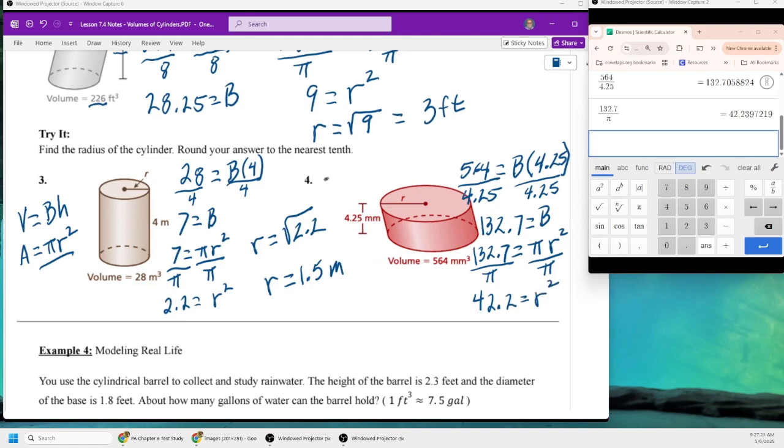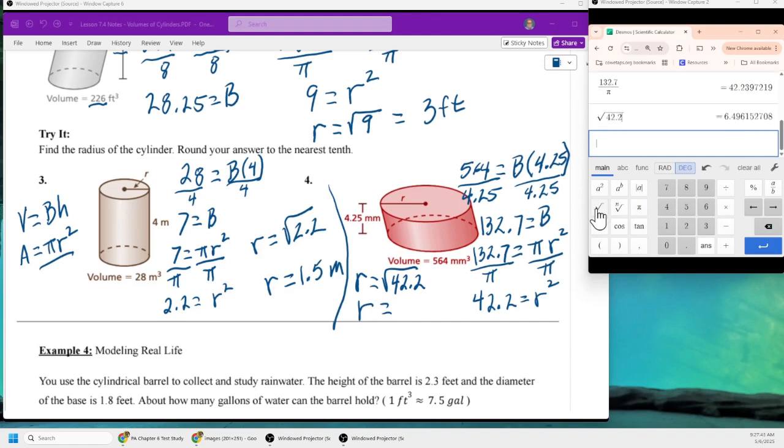Now I want just the radius, not the radius squared. So I have to take the square root of 42.2. The square root of 42.2 is going to give us 6.5 millimeters.